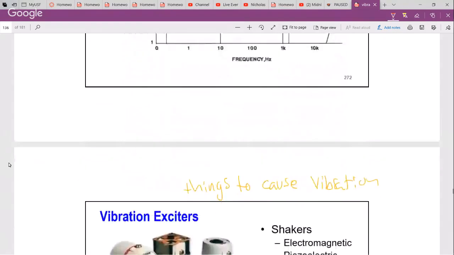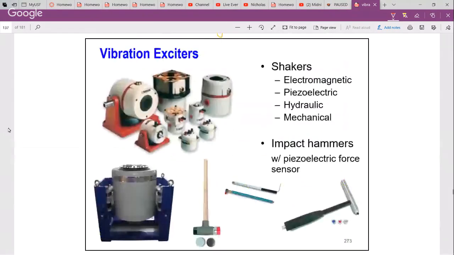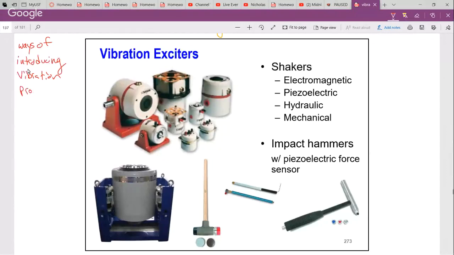The next thing I want to talk about is ways of introducing vibration. A lot of equipment creates its own vibration problems. If you've got a machine that's got rotating motion, or parts that generate their own vibration problems all on their own, you don't need to cause them. But there are plenty of cases where we want to study the dynamics of the structure, determining mode shapes, and so forth.